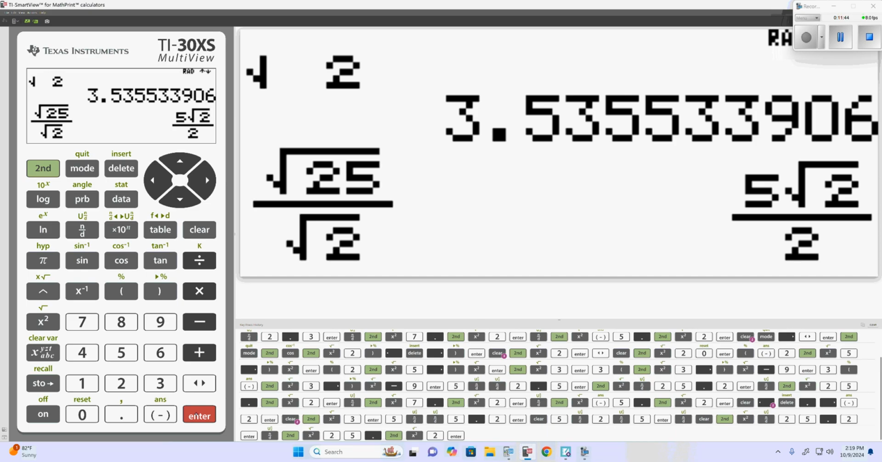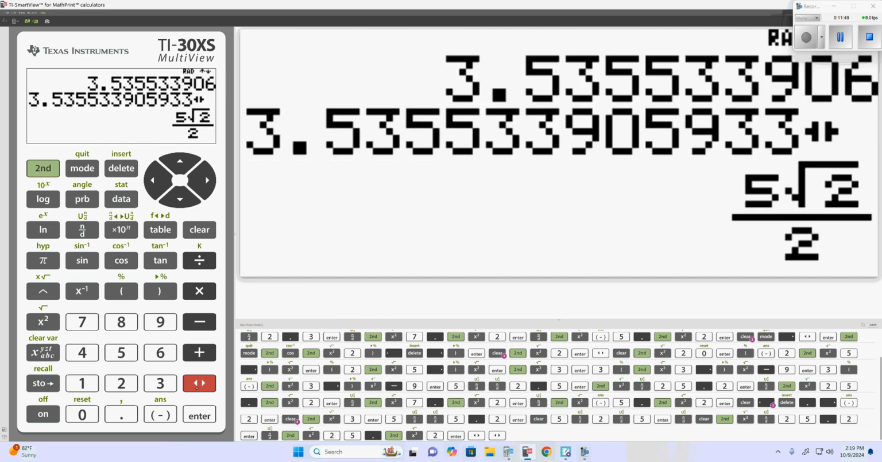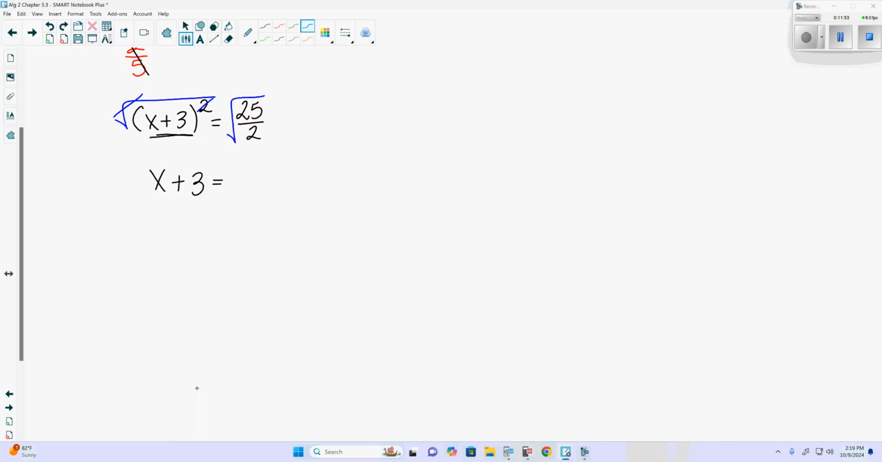Now, 5 square root of 2 over 2 is indeed our same decimal, but we're going to leave it as 5 square root of 2 over 2. And whenever we take an even root, a square root of both sides, we still have to add the plus or minus, because our 5 square root of 2 over 2 can be positive and it can be negative. Because whenever we take an even root, we have the positive and negative case. Questions on this here?